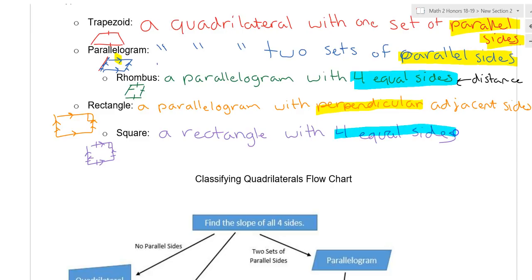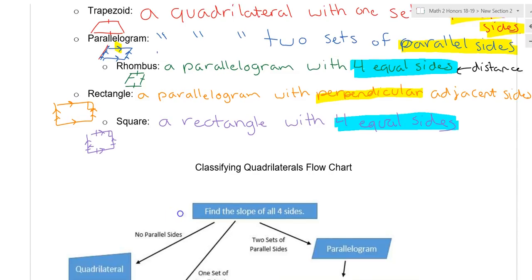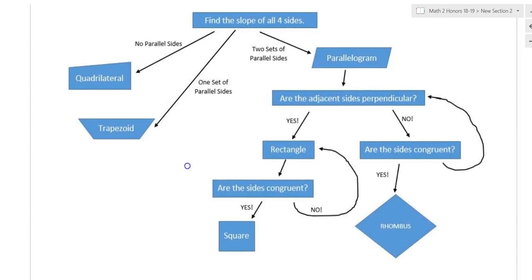Again, that's distance or length. So all of these things, proving all of these things, really just comes from the 2 types of things we already know how to do: finding slopes or finding distances. So the biggest thing is figuring out how you're doing all this.